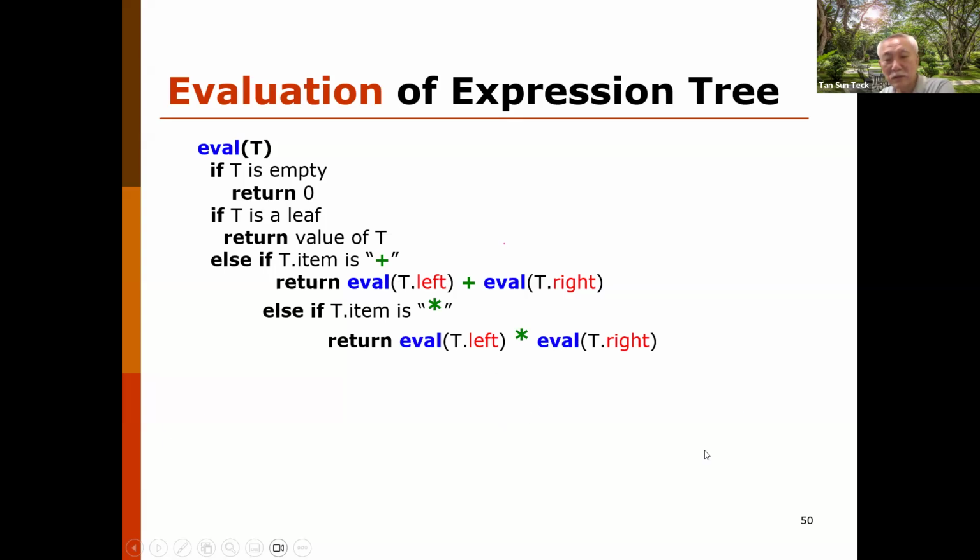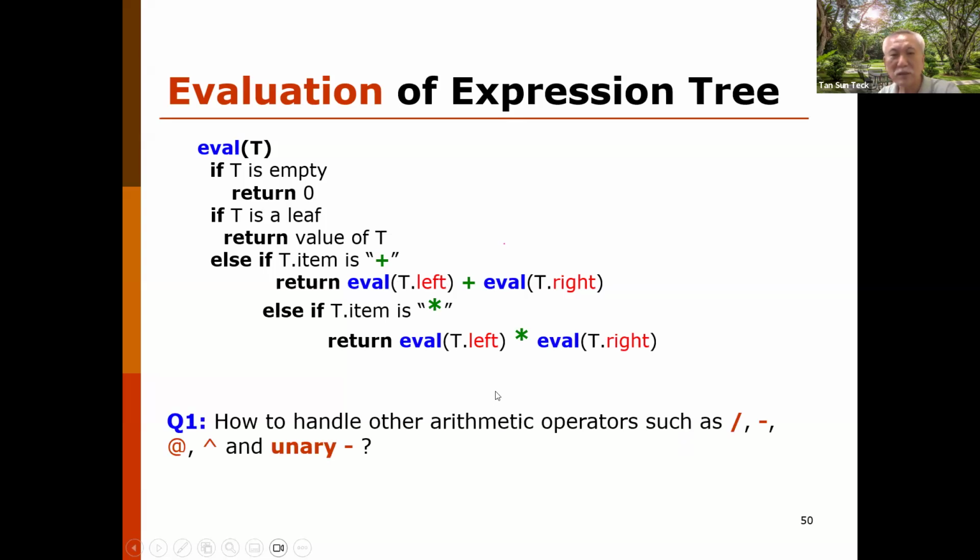If it is divide or minus, you have to be careful, because plus and multiplication are commutative. What we are trying to say is A plus B is equal to B plus A. Similarly, multiplication is the same. So we don't care about the order. But when you are doing divide and minus, A minus B and B minus A are different values. So you have to be careful about this.